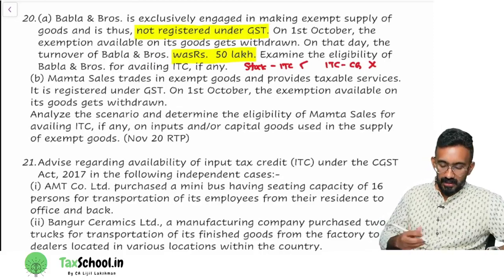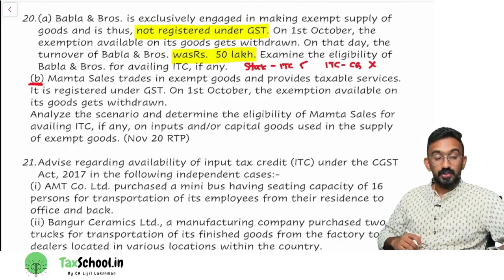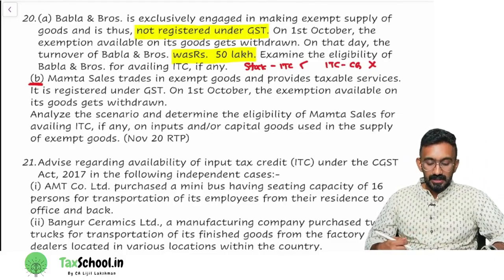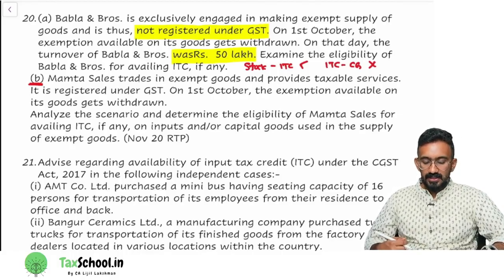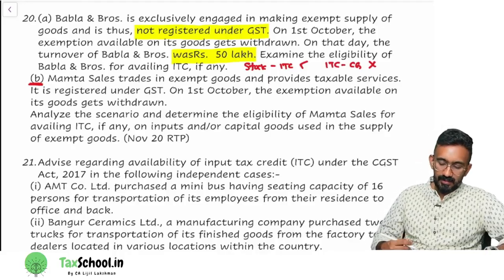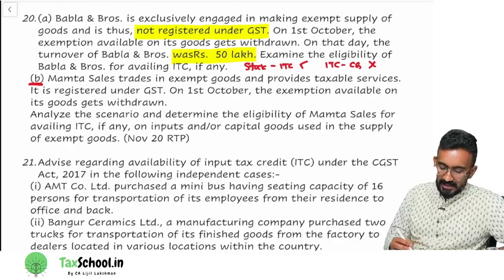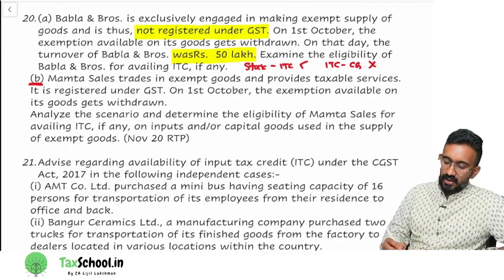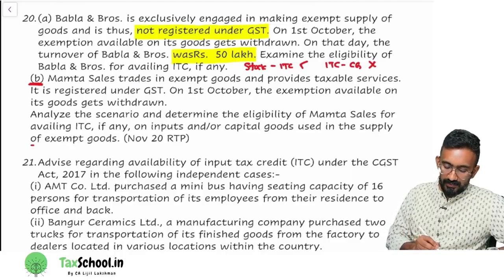Okay. Look at clause B here. Sorry, question B here. Mamata Sales trades in exempt goods and provides taxable services. It is registered under GST. On 1st October, the exemption available on its goods gets withdrawn. Analyze the scenario and determine the eligibility of Mamta Sales for availing ITC, if any, on inputs and or capital goods used in supply of exempt goods.